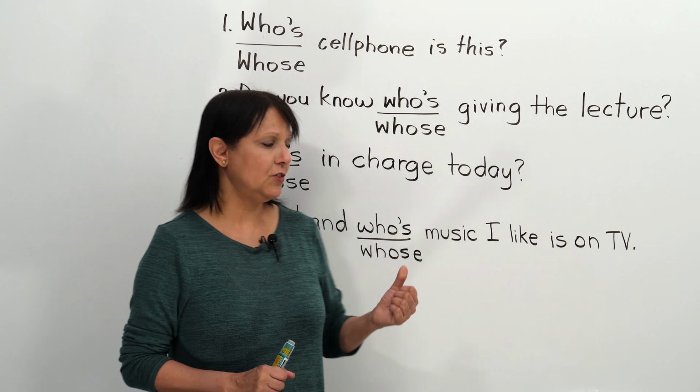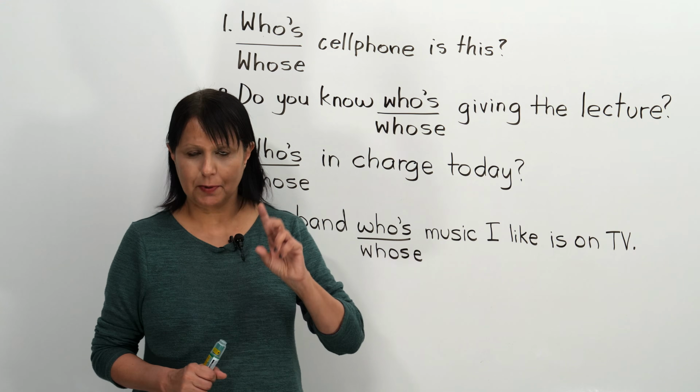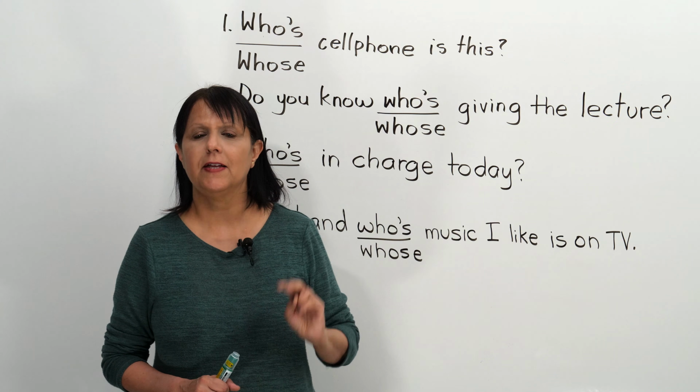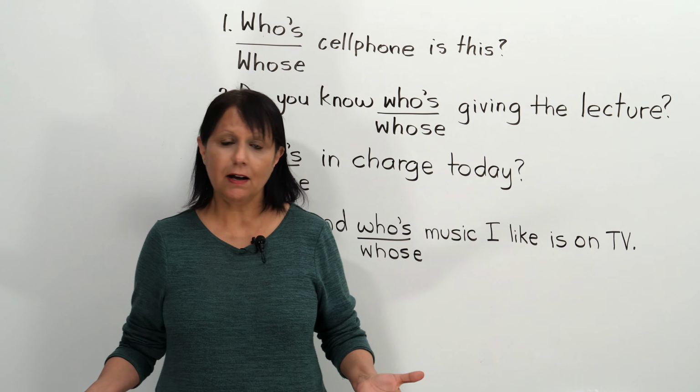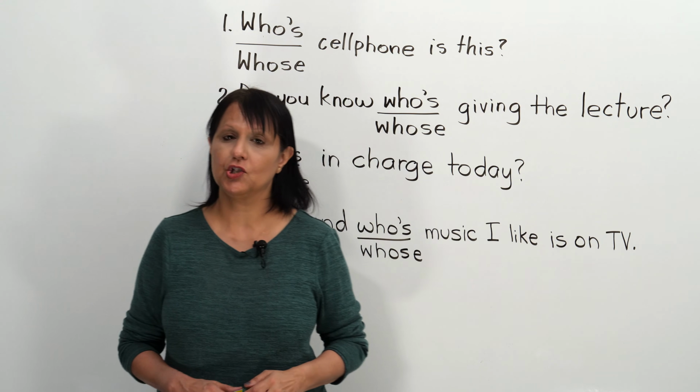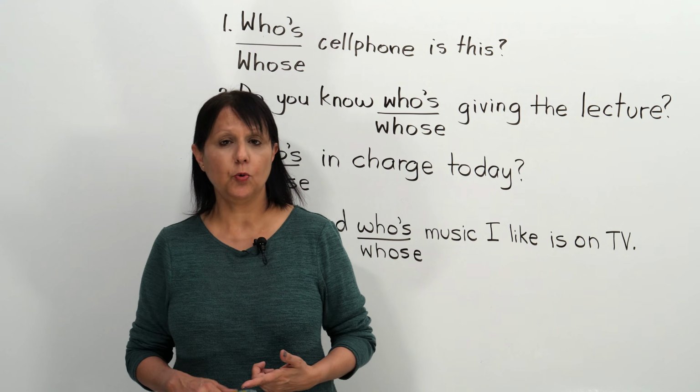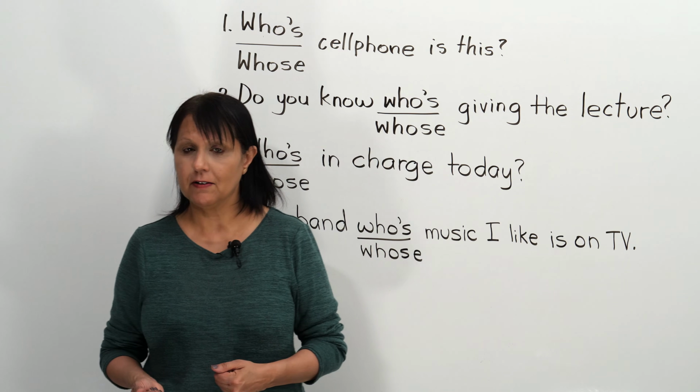Now, this is just one example, a pair that people get confused. There are many other homonyms like that in English. For example, your and you're, there and their, and so on.